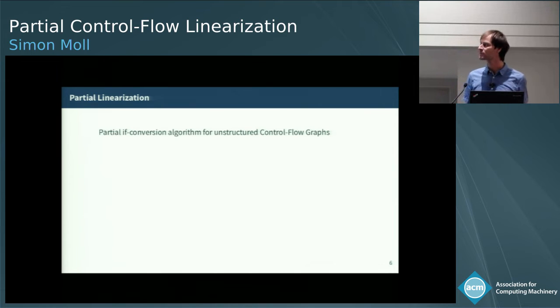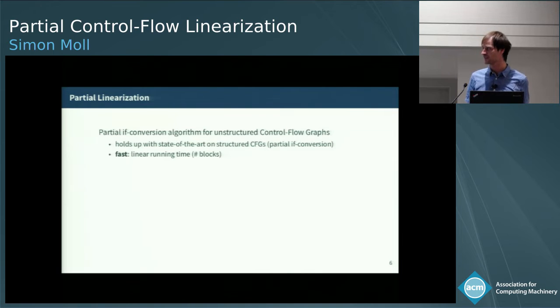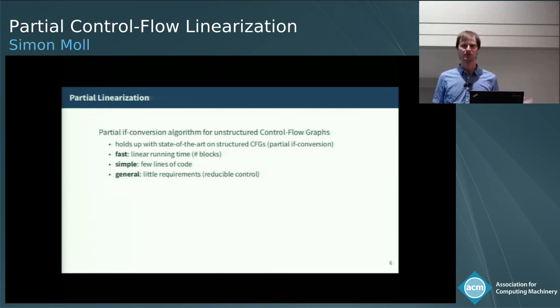So what do we contribute? So partial linearization, again, is an if conversion algorithm for unstructured control flow graphs. It holds up with state-of-the-art on structured CFGs, like tools like ISPC or Intel's OpenCL driver, that implement partial if conversion. So we don't lose anything here. It is fast. It has linear running time in the number of basic blocks. It just scans through the CFG. It is simple. It's really just a couple of lines of code, and I'll show you a walkthrough later. And it's very general because it only requires reducible control, and otherwise you can have arbitrary divergent control in your graph.